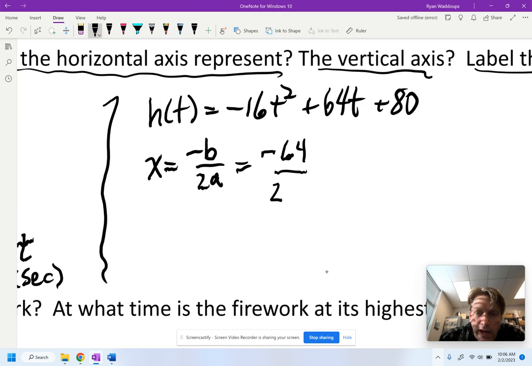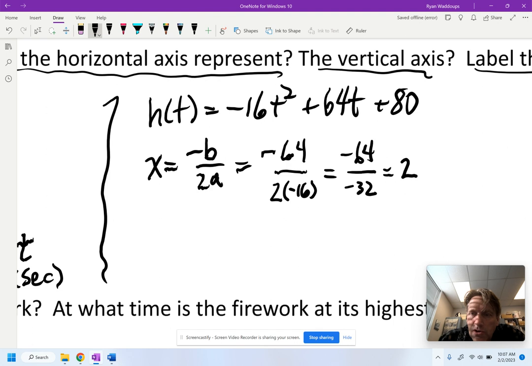Sorry, over 2a, and a is negative 16. And so that's negative 64 over negative 32. The two negatives cancel each other out, and 64 divided by 32 is 2. Now, keep in mind that that's x, but in this example, it's actually t. That's the time. And so 2 represents 2 seconds.